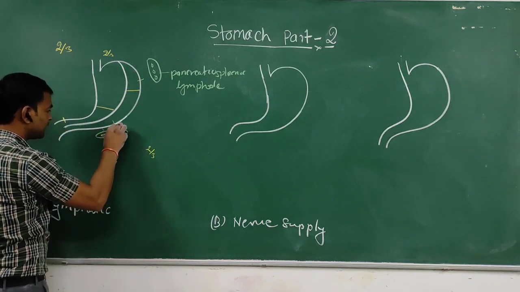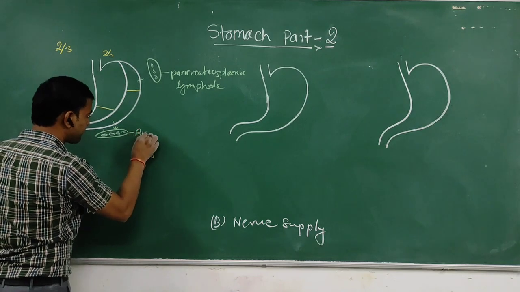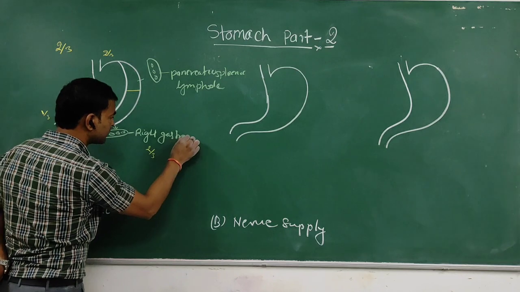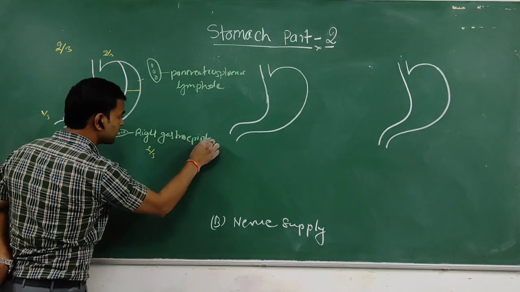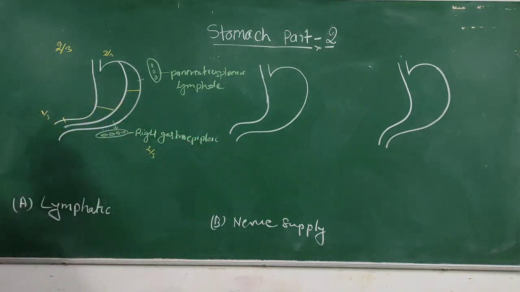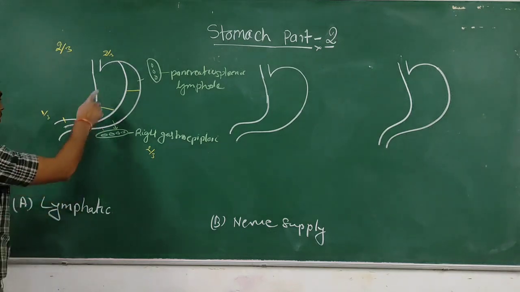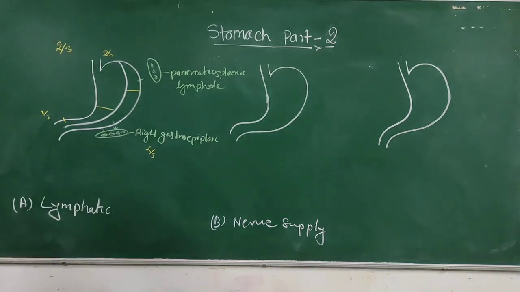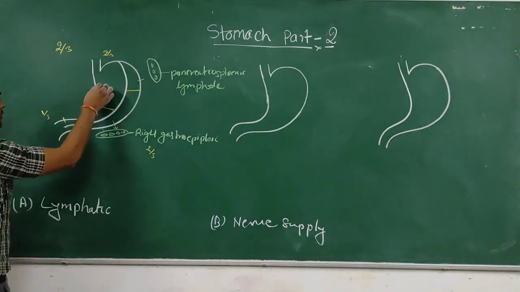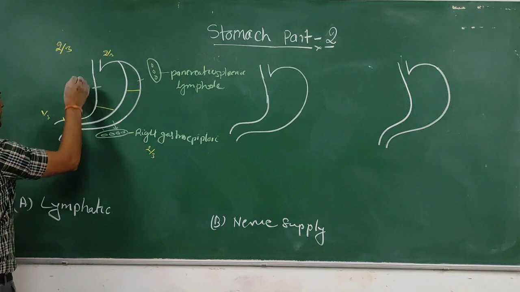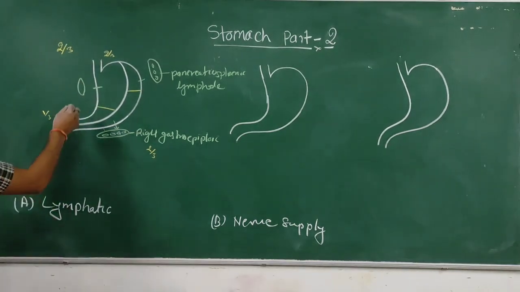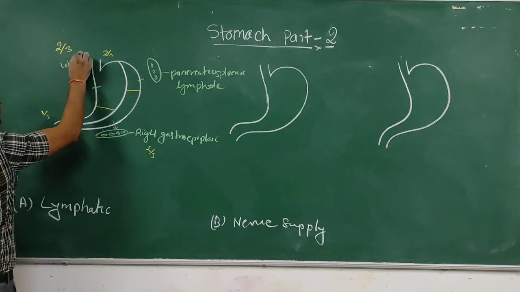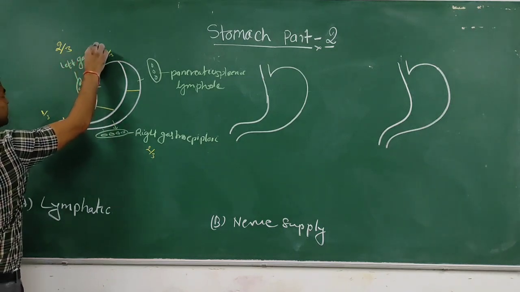This is the right gastroepiploic node or lymph node. Now the left side, that is the upper 2/3, is drained to the left gastric lymph node. So this is the left gastric lymph node.